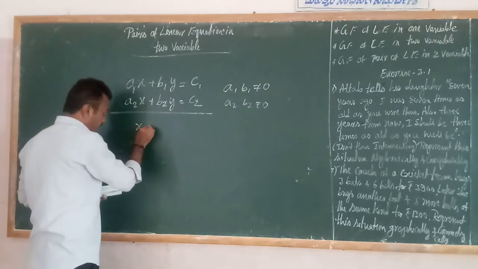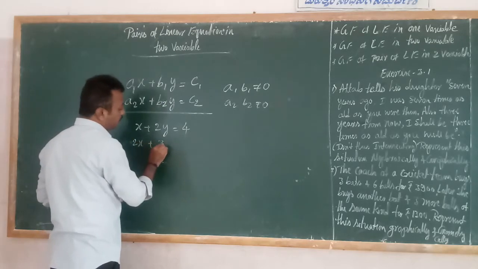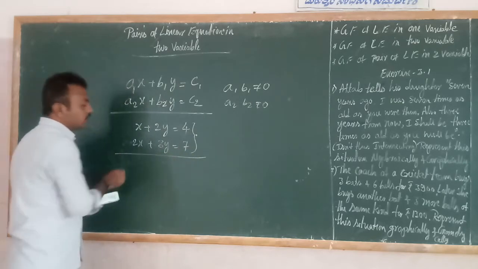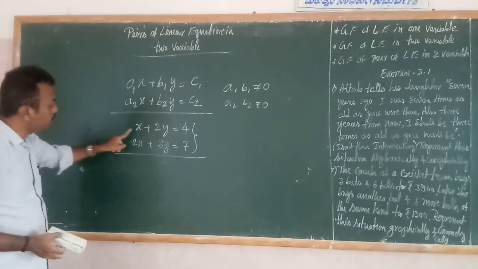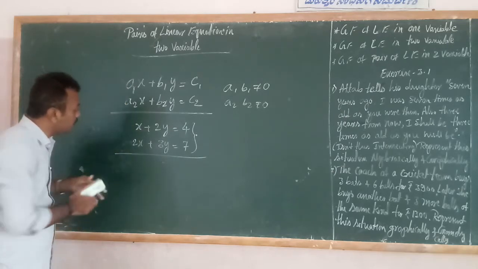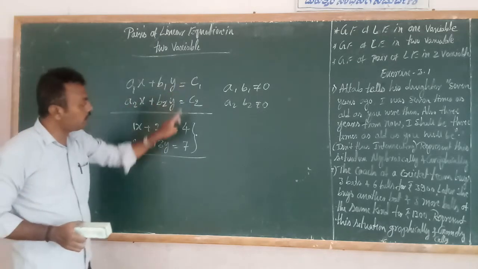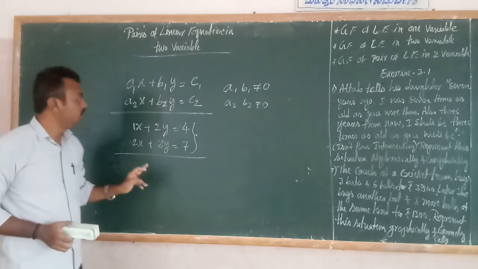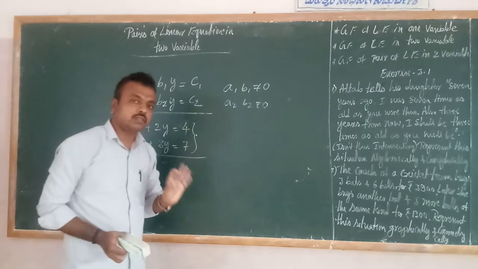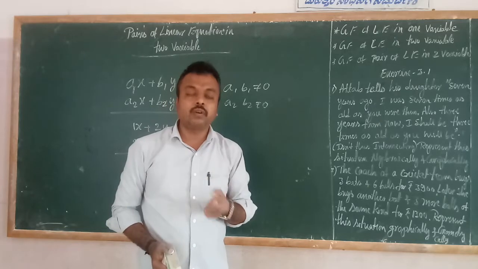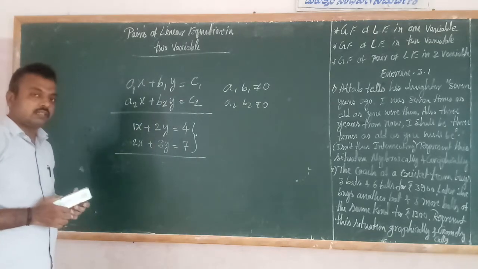See, I will give an example. x plus 2y is equal to 4 and 2x plus 3y is equal to 7. These two are a pair of simultaneous linear equations. Understand? So very simple. Here x is there, so what is the value of a1? Here nothing is written, so 1 is there. Therefore a1 is 1, b1 is 2, and c1 is 4. c1 is a constant. And then a2 is 2, b2 is 3 and c2 is 7. So a1, b1, c1, a2, b2, c2 are any real numbers, but a1 and b1, and a2 and b2 are not equal to 0. Okay students? So these kinds of equations are called a pair of linear equations.